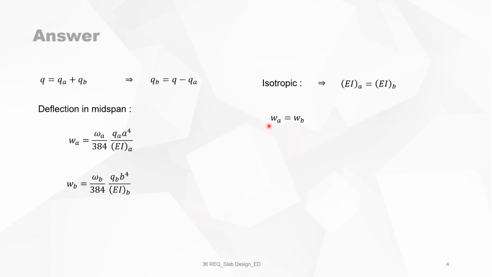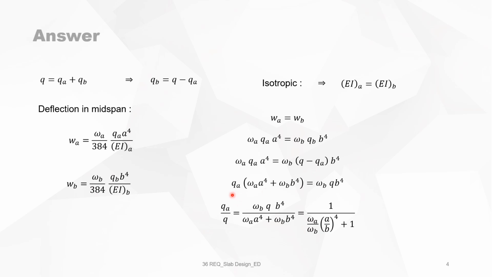Now we use the method of equal deflection. It means that WA must be equal to WB, or by using those two formulas, we can rewrite this as follows. Now we will substitute the value of the load in the direction of B. So QB is Q minus QA. We are rearranging it for QA, and we arrive at the equation QA over Q is equal to this formula, or you can write it more easily like this.